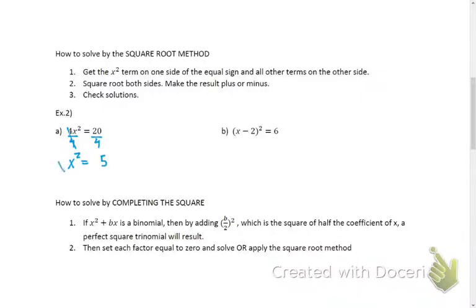All right, we square root both sides to get rid of the x squared. But if I create that square root symbol, I got to make sure I write plus minus. And then I'm pretty much done.